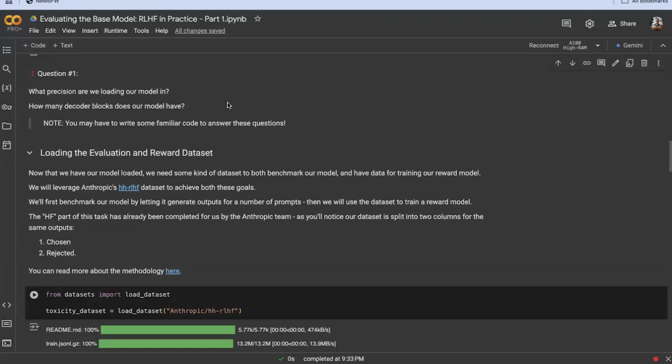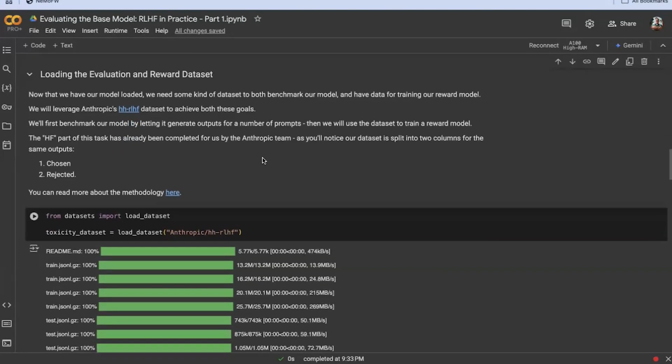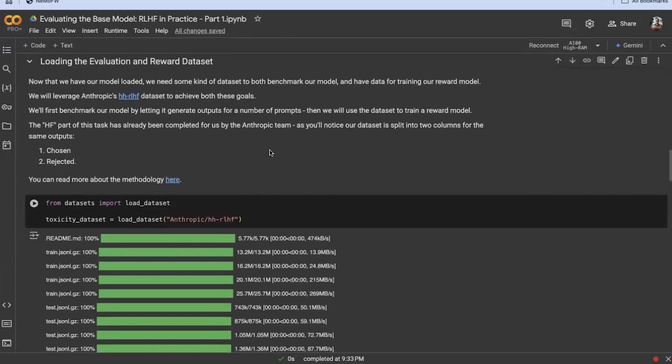This is a question that's trivially answered if we could see the model architecture somehow. So I encourage you to look at previous notebooks to find the straightforward Python in order to be able to answer that question. Then we're going to need to load an evaluation data set.